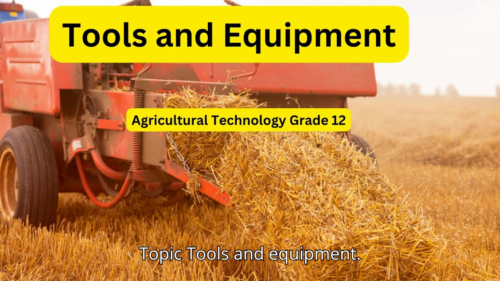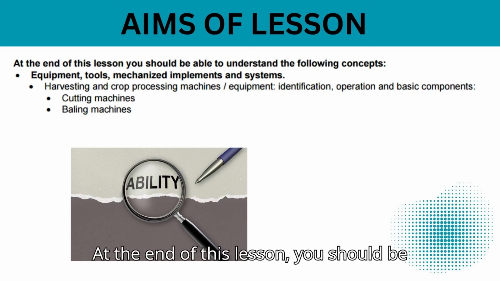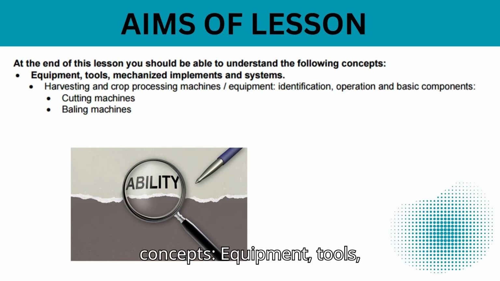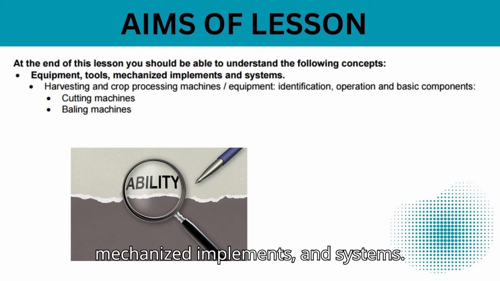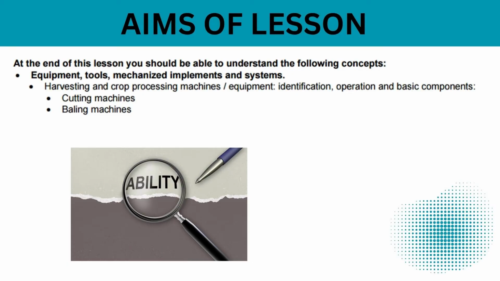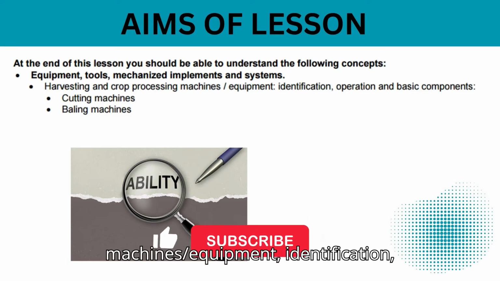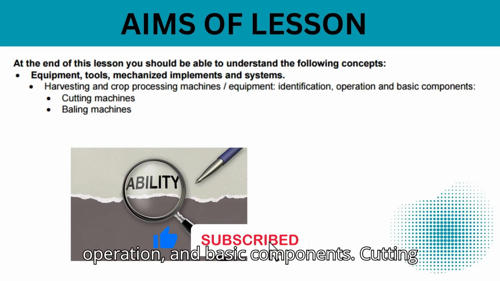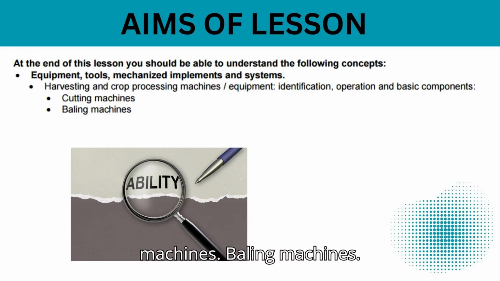Topic: Tools and Equipment. At the end of this lesson you should be able to understand the following concepts: equipment, tools, mechanized implements and systems. Harvesting and crop processing machines / equipment, identification, operation and basic components. Cutting machines. Baling machines.